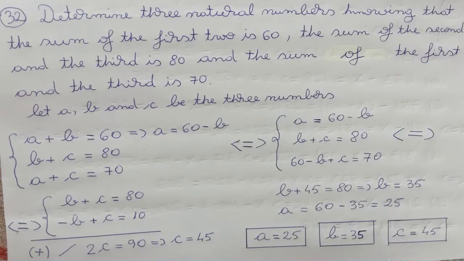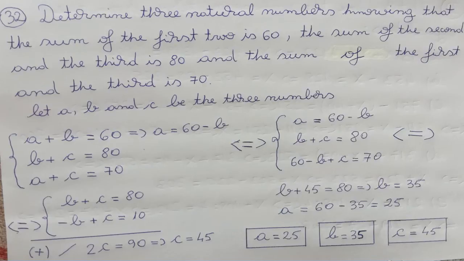Determine three natural numbers knowing that the sum of the first two is 60, the sum of the second and the third is 80, and the sum of the first and the third is 70. Let A, B, and C be the three numbers. A plus B equals 60, B plus C equals 80, and A plus C equals 70. Thus, we created a system with three equations and three variables.